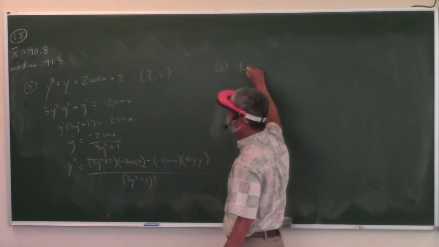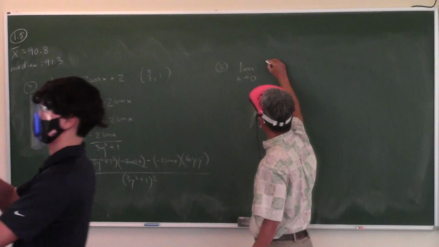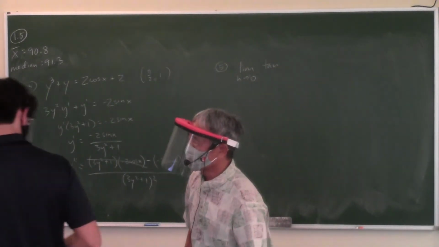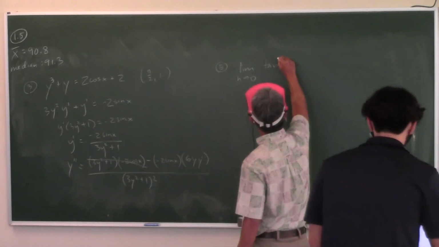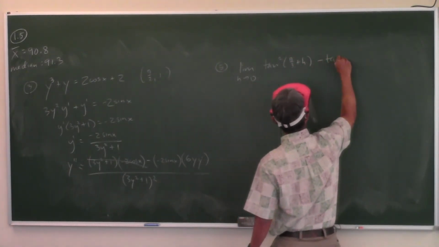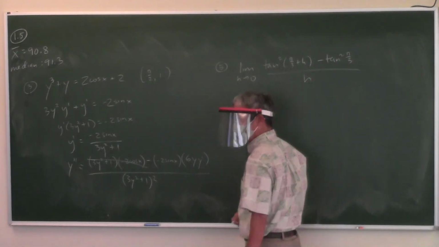Compute the limit as h approaches 0 of tangent squared of pi over 3 plus h minus tangent squared of pi over 3, all over h.